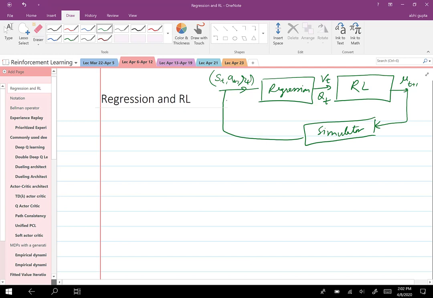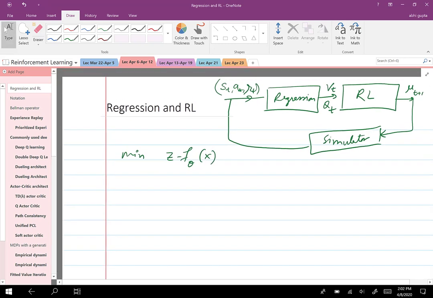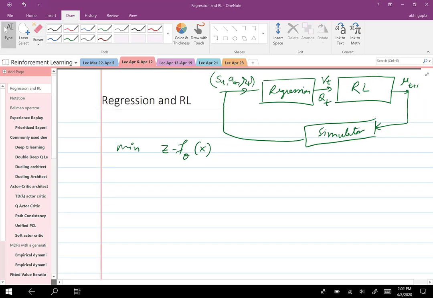So assuming that the value function or the Q function are parameterized with the parameter theta, and this is your XT, how does the function approximator behave? What's the training algorithm for the function approximator? We'll assume the usual L2 norm. So we want to minimize, say, Z, the target value, minus F theta X, the original value, with respect to theta in Rn, and I'm going to take a squared loss. The squared loss is the most commonly used loss because the derivatives are much easier to compute.